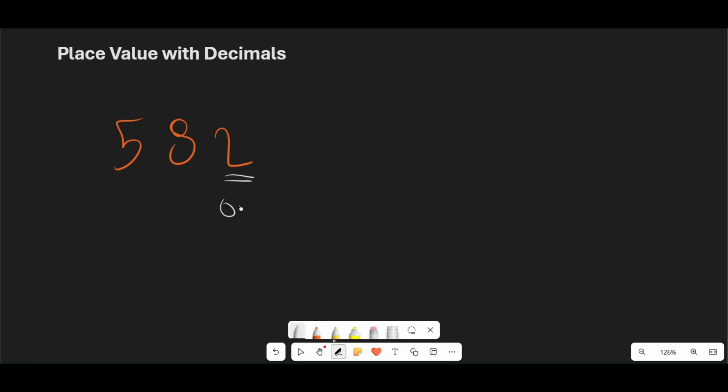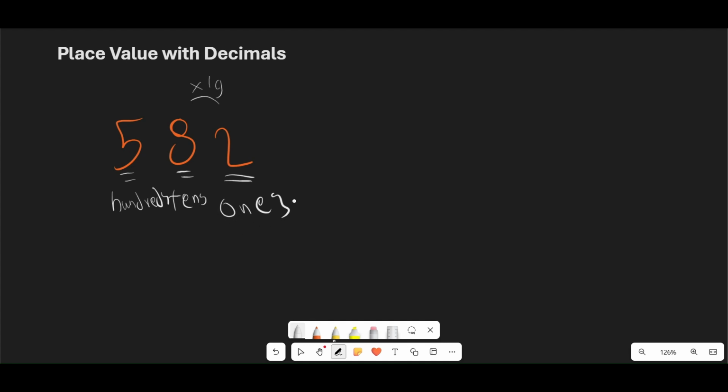ones place. And we know that each digit is multiplied by 10 to move to the next digit. So for example, the ones is multiplied by 10 to move to the tens place. So 8 is in the tens place and 5 is in the hundreds place. We also know that each digit represents its place value.